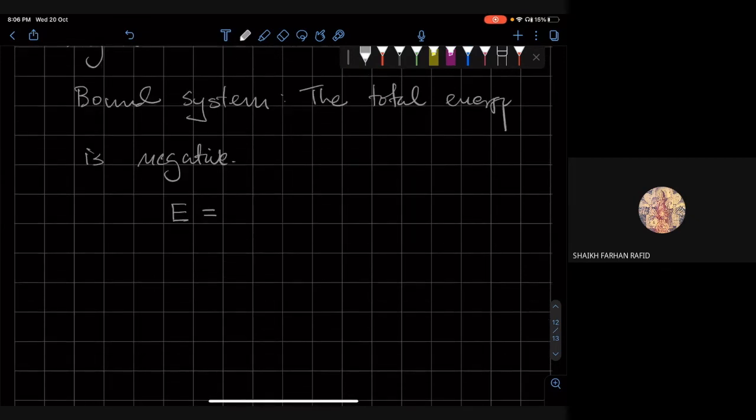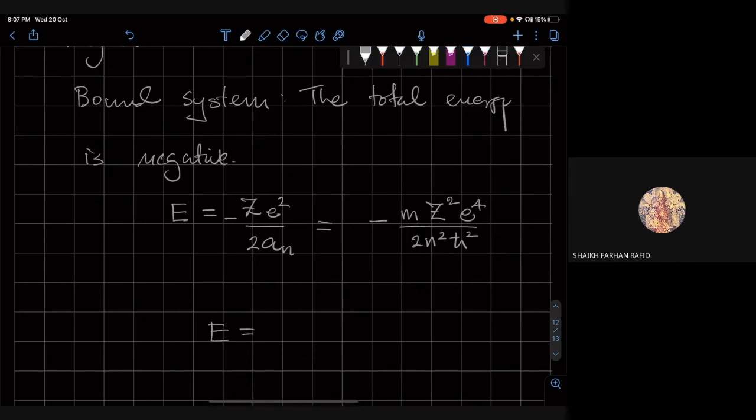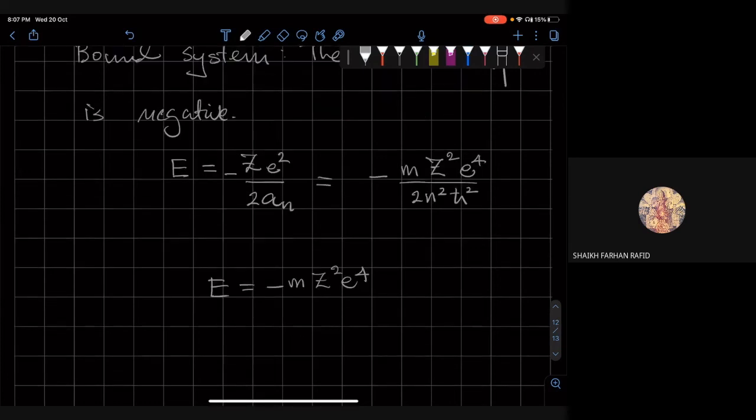Then the total energy of the hydrogenic atom is minus Z e squared divided by 2a_n. But now if we put in the value of a_n here, we get minus m, the mass of the electron, Z squared, the charge of the proton squared, e to the power 4, divided by 2 n squared h bar squared, okay? So it's worth writing down: minus m Z squared e to the power 4 divided by 2 n squared h bar squared.